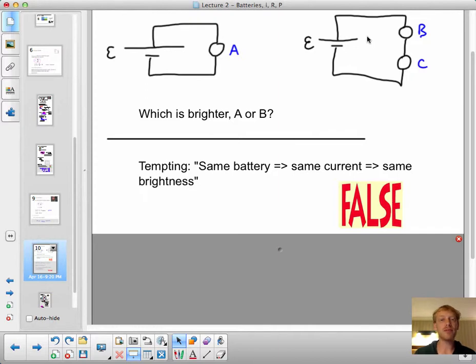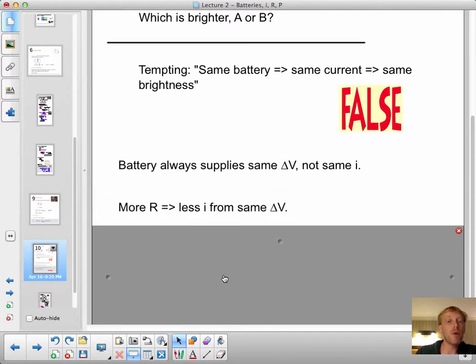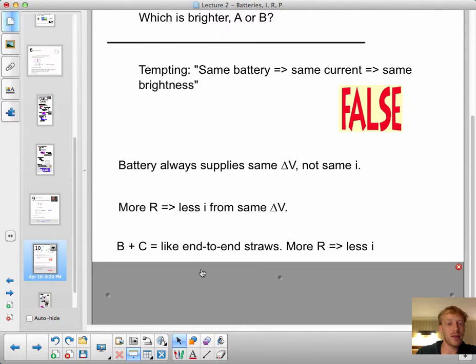What did we say batteries do? Batteries always produce the same voltage, no matter the circumstance. A battery will always produce the same difference in voltage between its negative and positive terminal. That does not always result in the same current, just as the strength of your lungs does not always result in the same air current. A battery always supplies the same difference in voltage, not the same current. The more resistance the battery is fighting against, the less current it gets from that same strength of the battery, the same voltage of the battery.